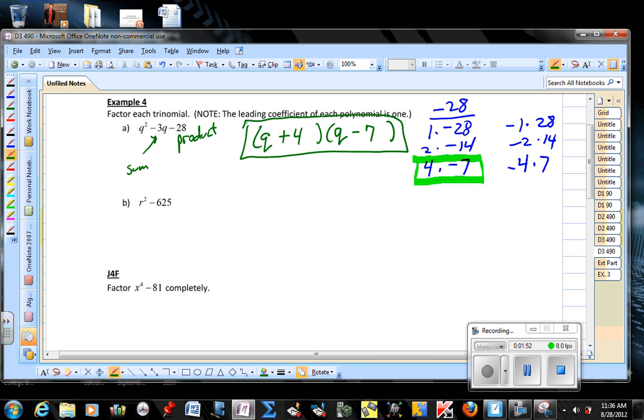You can check by multiplying these out. Q times q is q squared. Q times negative 7 is negative 7q. 4 times q is plus 4q. Negative 7q plus 4q makes negative 3q. And 4 times negative 7 does make negative 28.